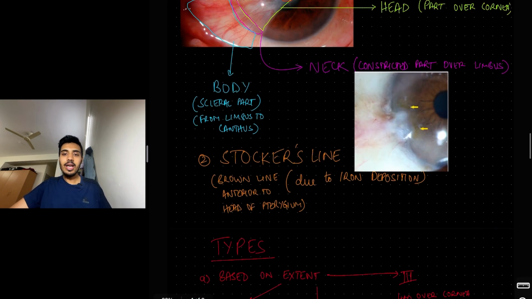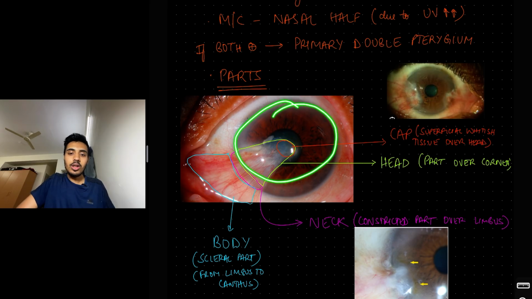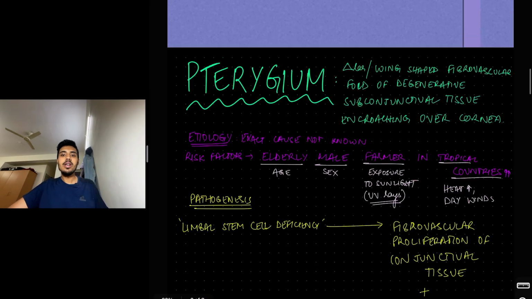Now let's take a look at the diagram. So you have a triangular fold or a wing-shaped fold. It looks like a wing of a butterfly. So triangular wing-shaped fold. You have vessels. You have white fibers. So fibrovascular. It is degenerative subconjunctival tissue, and it is encroaching over the cornea. Here you have the cornea. It is coming onto the cornea. So that is the definition.